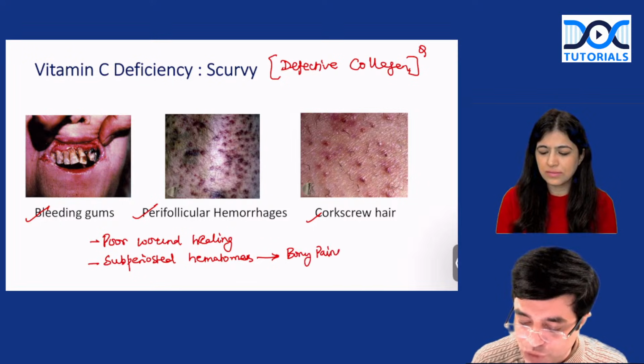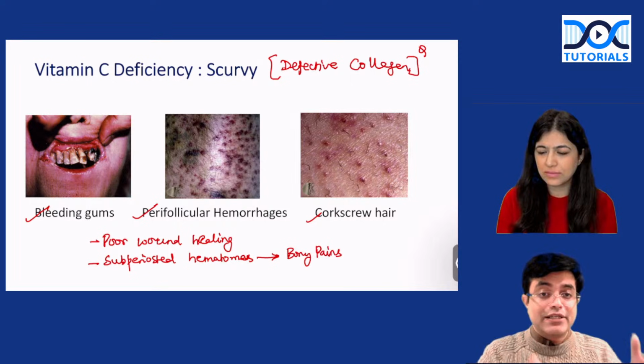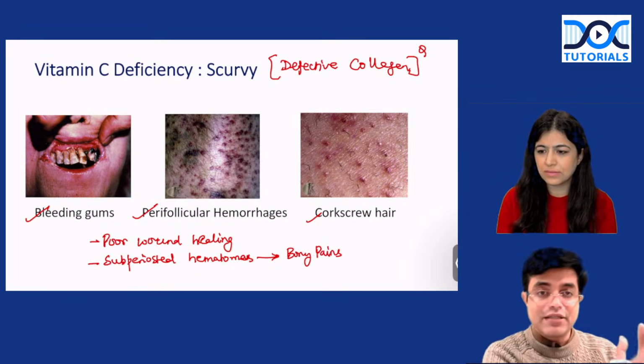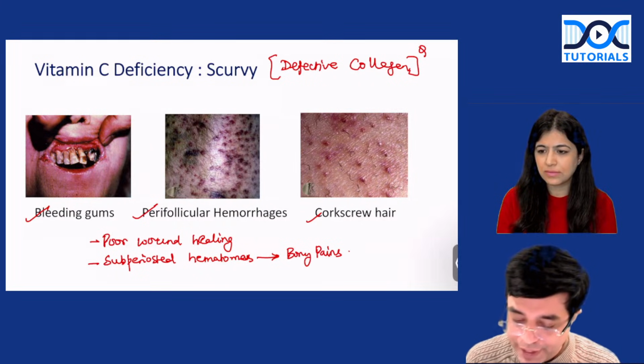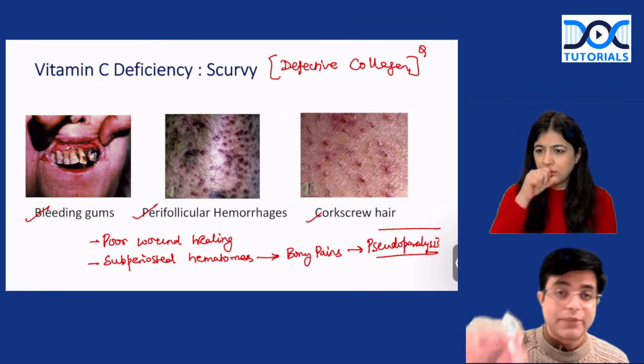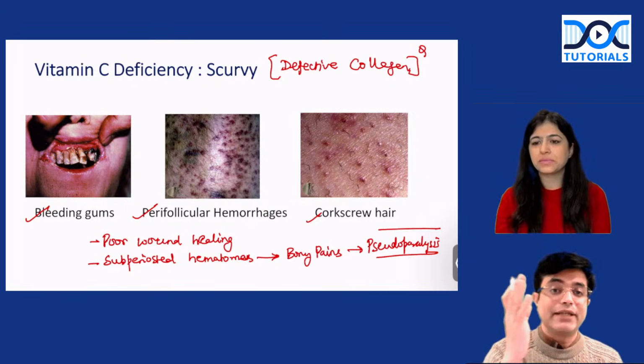The bony pain will be so severe in a young child that the child will not stand, the child will not walk. Parents will think the child has developed a paralysis. We call it pseudoparalysis. It is mimicking paralysis. So remember, name one micronutrient deficiency where pseudoparalysis is common. The answer is vitamin C deficiency, that is scurvy.